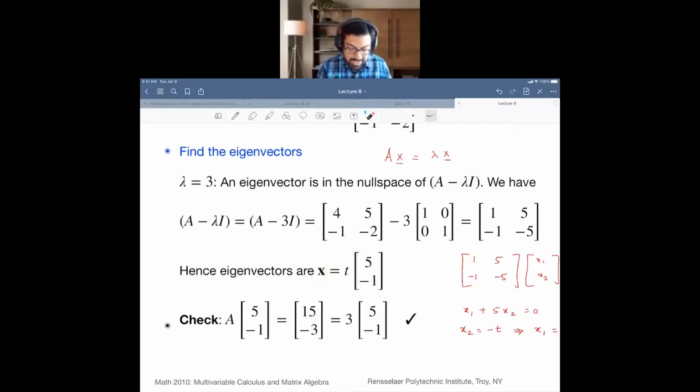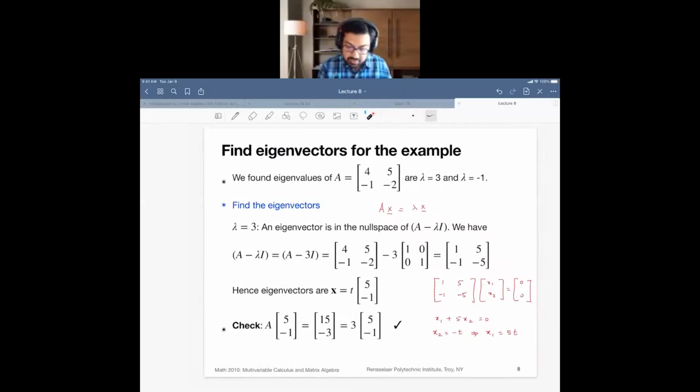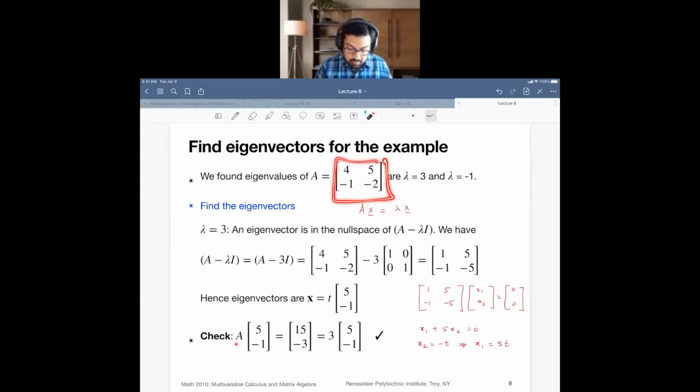So if you assume T is 1, you are saying X is simply this, right? So if you look at AX, A is the given matrix. X is your eigenvector, 5 minus 1. And if you do the matrix multiplication, you get 15 and negative 3, which is simply 3 times the eigenvector. So the eigenvalue has matched. The eigenvector has matched as well, right? So that is essentially checking that X is in fact the solution to this with lambda equals 3, right? So any scaled version of 5 minus 1 is your eigenvector here. And you have many eigenvectors for this eigenvalue.